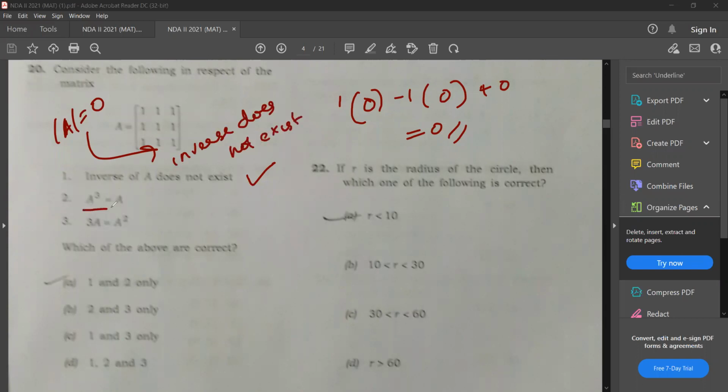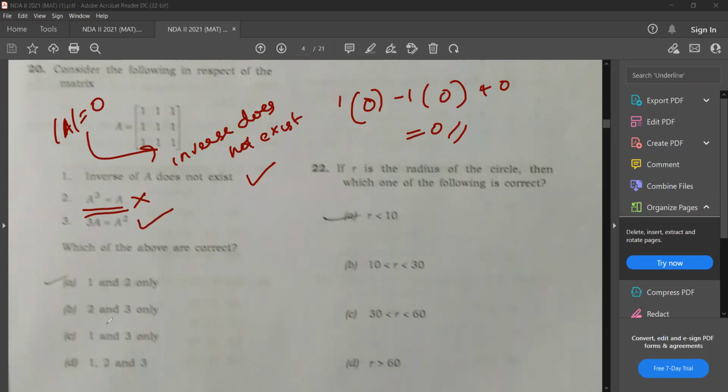Now what you need? A cube is equal to A. You can check that using this matrix. Just check A cube, whether you are getting A, and you can check 3A also. 3A is nothing but you multiply every element with 3. If you check, you will not get A cube as A. So here 3A is equal to A square.